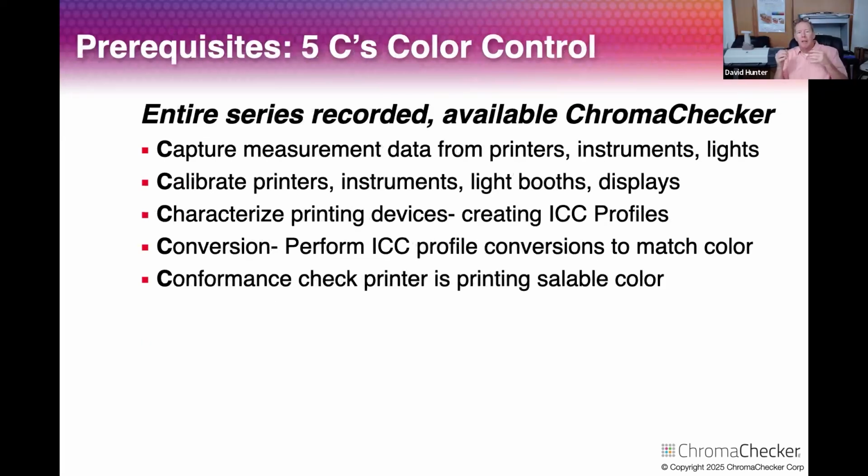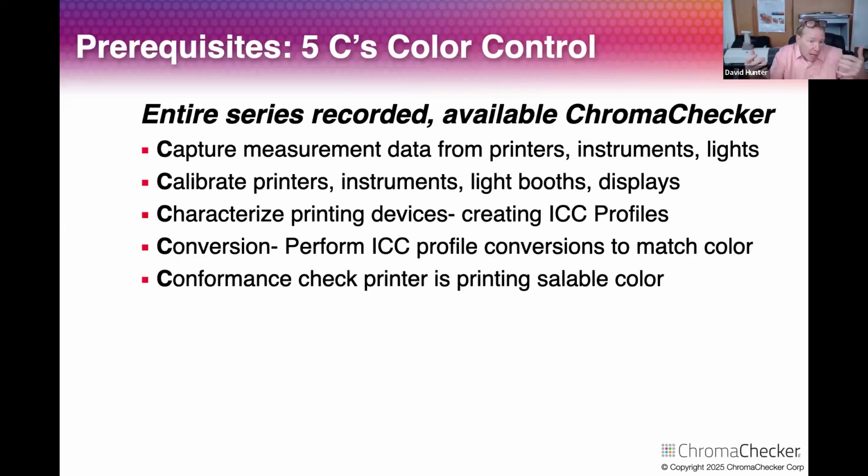Now, this gets into some of the pre-basics of color management and what I call the 5 C's of color control. And those C's are capturing measurement data, because without measurement data, it's just an opinion. So you've got to quantify how printers, instruments, light booths are rendering color. Next thing, we have to calibrate our printers, instruments, and light booths and displays to make them consistent to themselves over time. So that's a big key to today's session, is ensuring that the device is consistent between jobs.